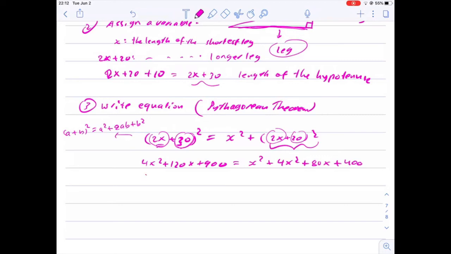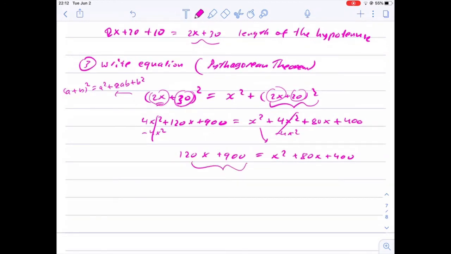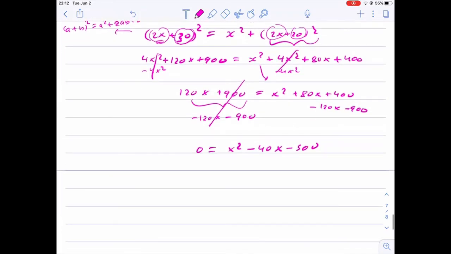Okay, now we can subtract 4x squared from both sides, and then we get 120x plus 900 equals x squared plus 80x plus 400, and then we subtract this expression from both sides. So this becomes 0 equals x squared. Now 80x minus 120x is negative 40x. 400 minus 900 is negative 500.